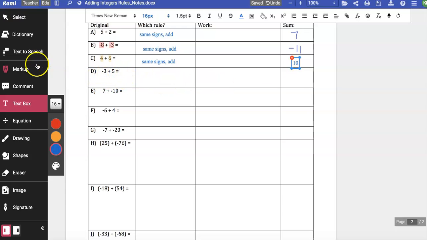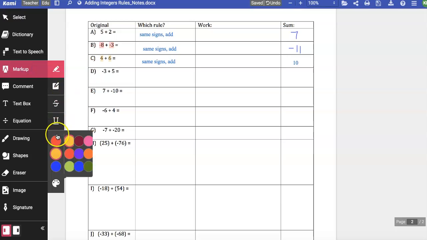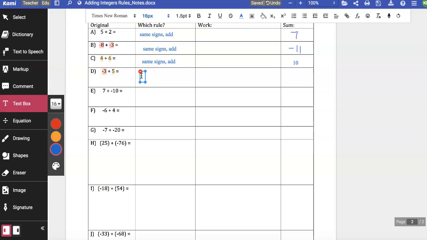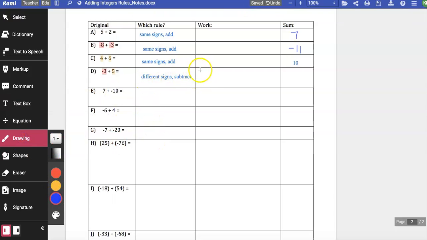All right, negative 3 plus 5. So this number is negative. This number is positive. So then I'll type different signs. What we're going to do is we're going to subtract. All right, so this is where I'm going to show my work. So I have to take the 5 and subtract the 3, and we get 2. And then what do you have more of? We have more of the positive, so it's a positive 2.